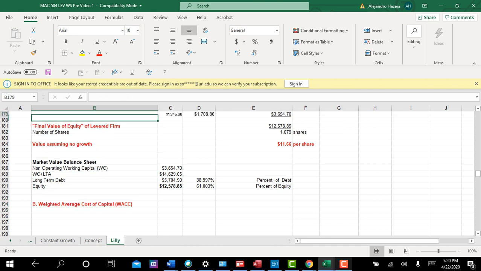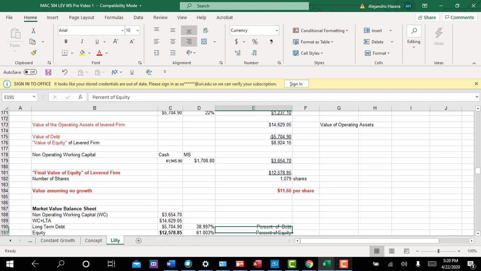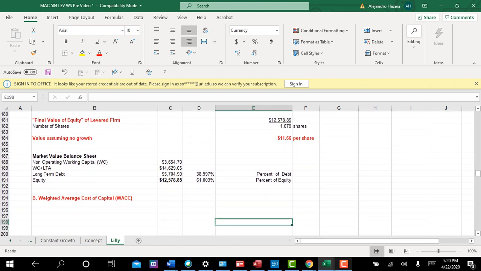Now, in the previous video, I had used the adjusted present value approach, so to speak, to calculate a share value for Lilly, assuming $11.66 per share. Okay, now I'm going to do the same thing using a different method, the weighted average cost of capital approach, and we're going to get the same answer.